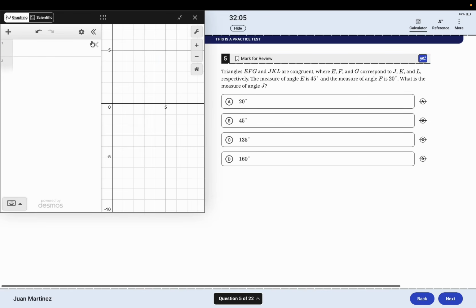Okay. Triangles EFG and JKL are congruent where EFG corresponds to J, K, and L respectively. The measure of angle E is 45 and the measure of angle F is 20. What is the measure of angle J? So if they're congruent, all their angles are pretty much the same. So E corresponds to J and E is 45. So that means that J is 45.